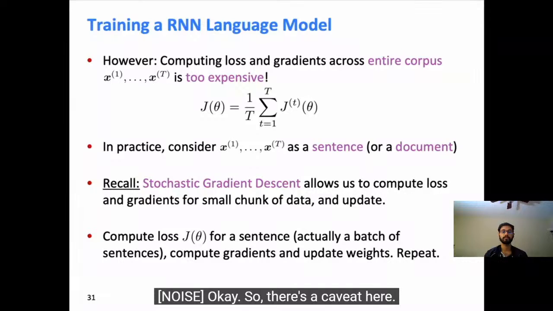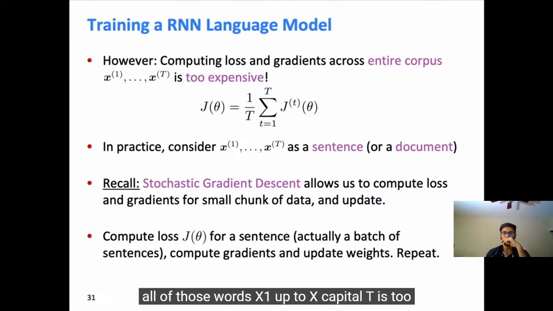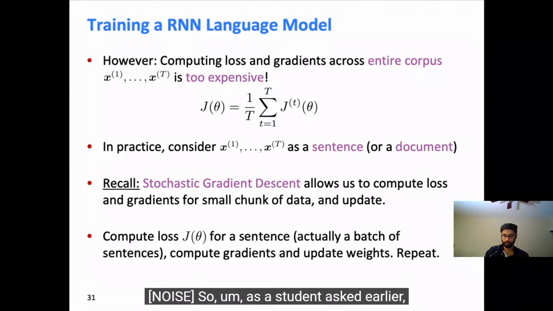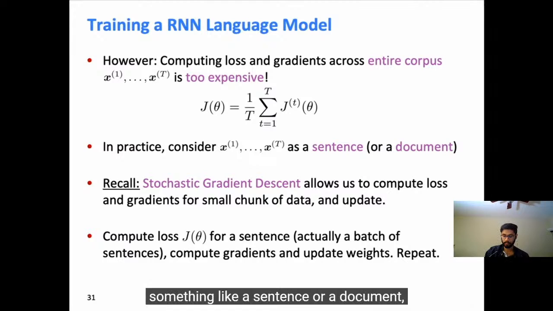Okay, so there's a caveat here. Computing the loss and gradients across the entire corpus, all of those words x1 up to x capital T, is too expensive because your corpus is probably really big. So as a student asked earlier, in practice, what do you actually regard as your sequence? In practice, you might regard your sequence as something like a sentence or a document, some shorter unit of text.